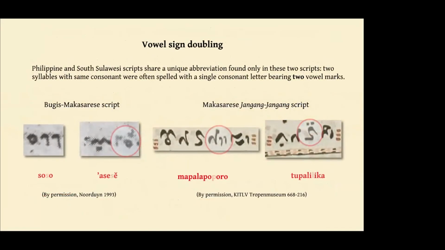Now, Campbell McKnight mentioned that one of the things that Bugis-Makasarese and Philippine script have in common is vowel sign doubling. That's when you have two consonants or two syllables beginning with the same consonant, you can abbreviate them by writing the consonant sign just once and doubling up the vowel signs on it. Okay, so you have two E above the la, two O following the pa here.